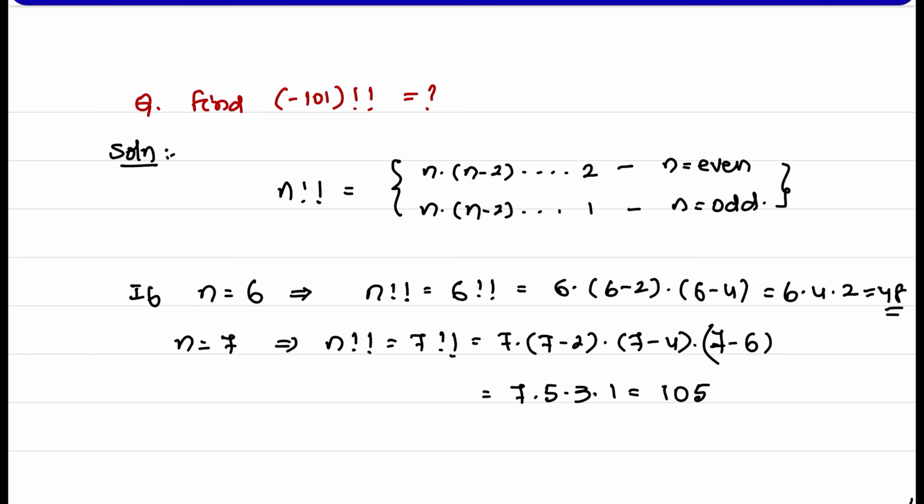That means the double factorials for even numbers and odd numbers are found to be different. From these definitions of double factorials, we will find values for positive n and also negative n. Here negative n is given, n is equal to minus 101. When n is equal to minus 101, how to proceed? That is the point of contention here.